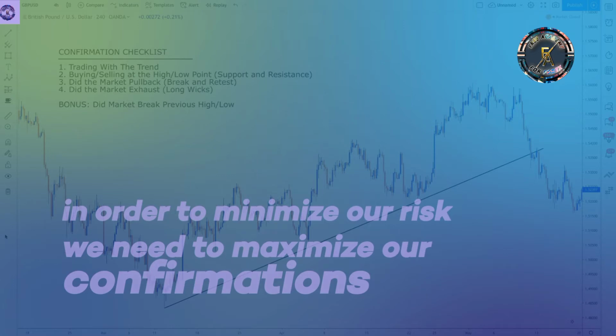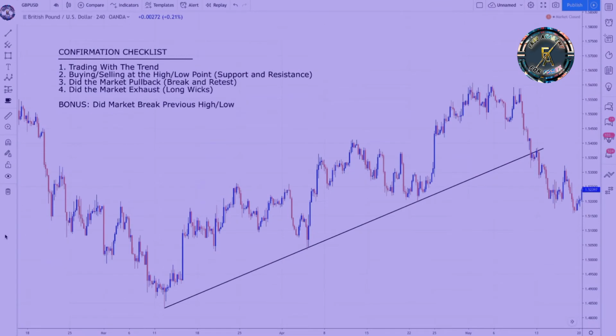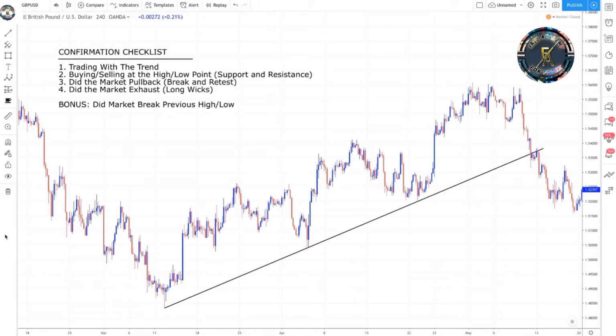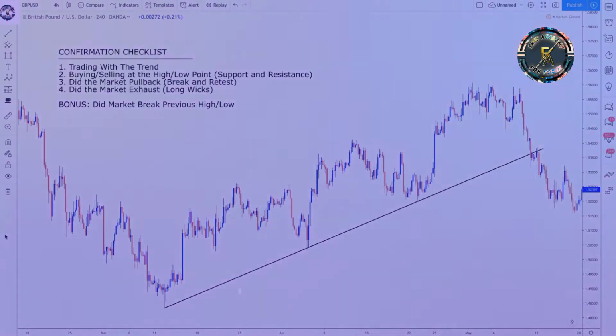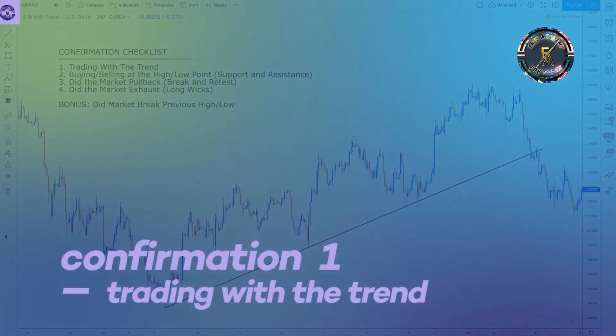This would allow the trader to have the extreme confidence to enter a trade so that way they can be on the right side of the market and stand to potentially make some profit. If that sounds like you, then you guys should definitely be taking notes of this confirmation checklist. We're going to begin with confirmation number 1, trading with the trend.